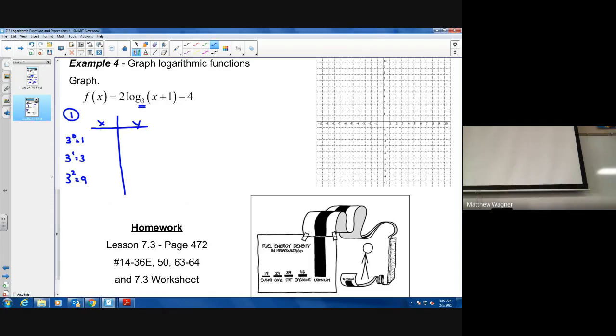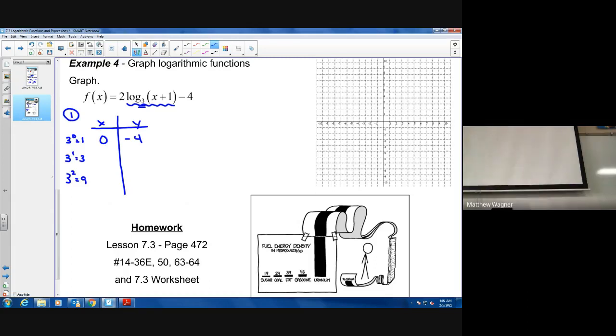So the question is, how would I get that to be a 1? Well, if x is 0, 0 plus 1 is 1. Log base 3 of 1 is 0, right? 3 to the 0 power is 1. That goes away. So that's a 0. 0 times 2 is 0. 0 minus 4 is negative 4. Okay. We go on to the next one.